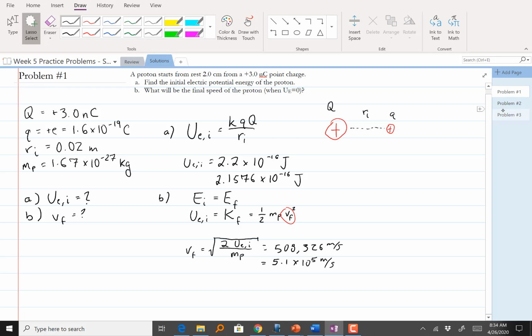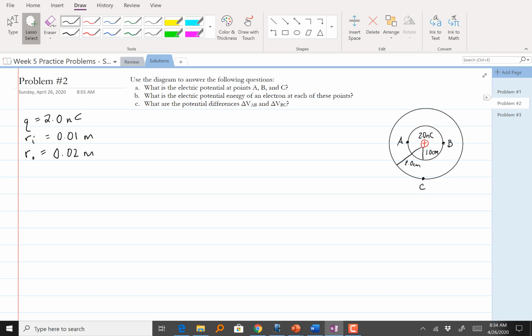Okay. Looking at problem 2, we're using the diagram to answer the following questions. What is the electric potential of points A, B, and C? So in my diagram, I've got points A, B, and C. Those are on 2 different equipotential lines, and I've got that 2 nanocoulomb charge in the center. And so I just want to know the electric potential, or the voltage, at those points. Then I'm going to be looking for the electric potential energy of an electron at these points. And then finally looking for the potential differences between points A and B and points B and C.